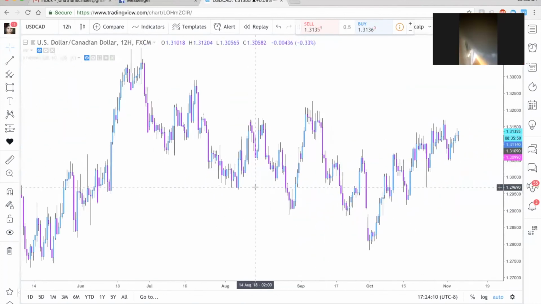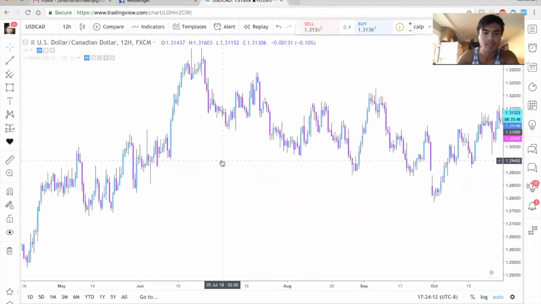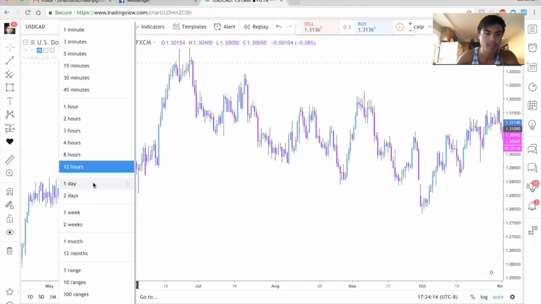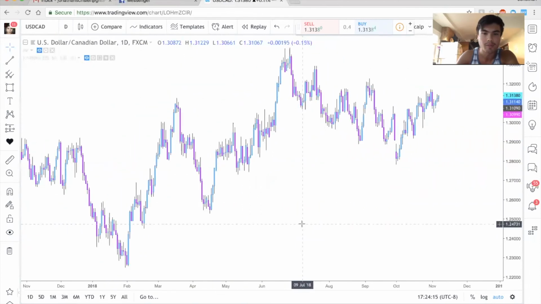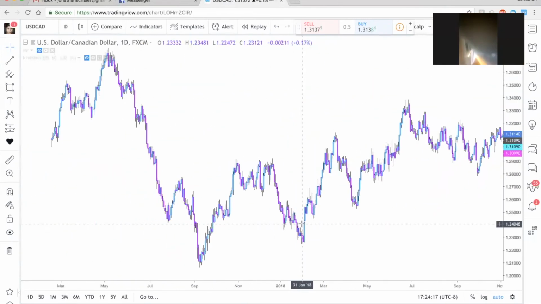All right, so now we're on US dollar versus the Canadian dollar. Let's see if we can find some solid supply and demand zones.